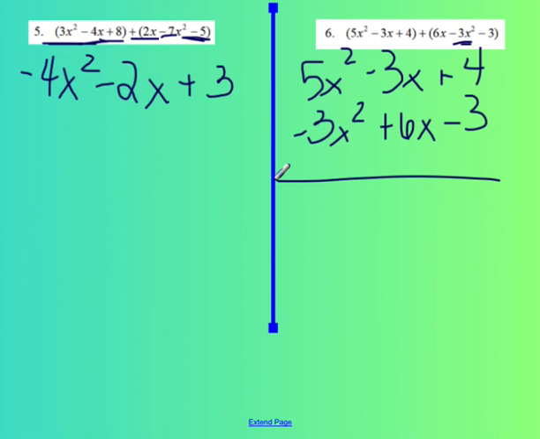Well, 5x squared minus 3x squared, that's going to give me 2x squared. Negative 3x plus 6x is going to give me 3x. And 4 minus 3 is going to give me negative 1. You could have also done this using the horizontal method. Again, whatever method works best for you.